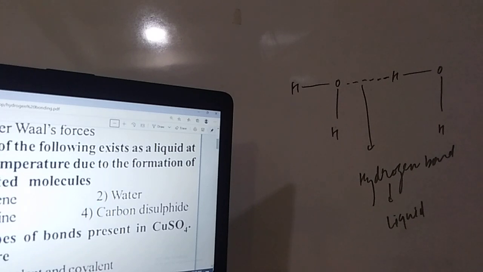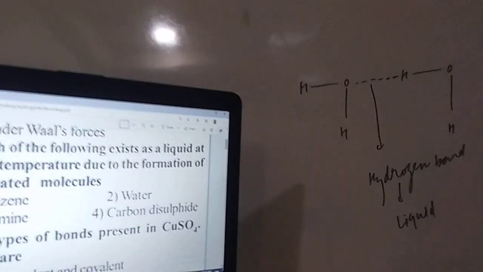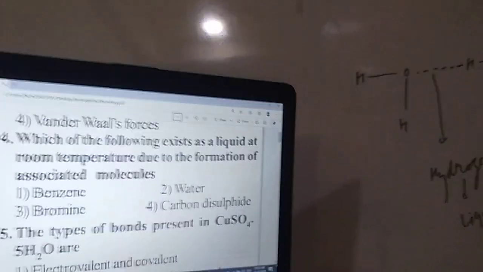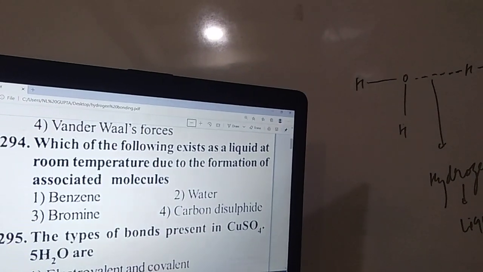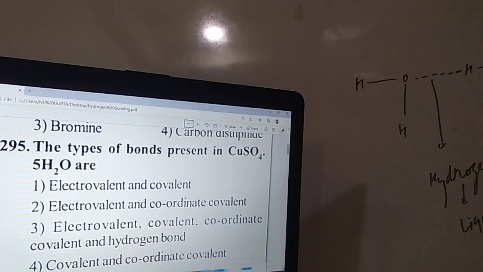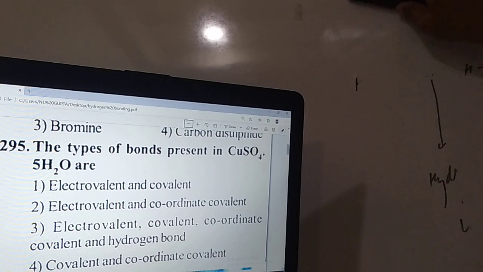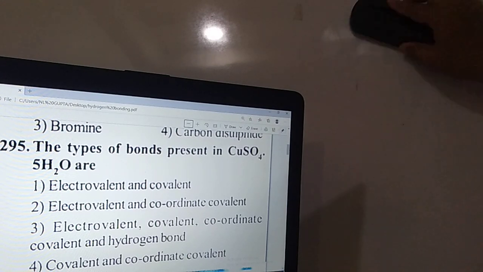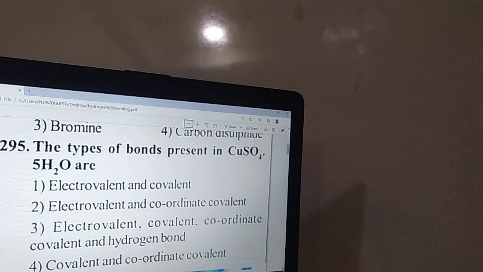Now let us read out question number 295. Students, what is the question? You can read it here in the slides. The type of bonds present in CuSO4·5H2O. So let us come to the board for a better understanding.